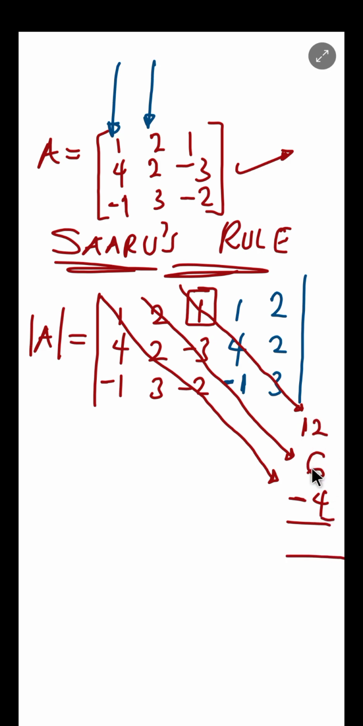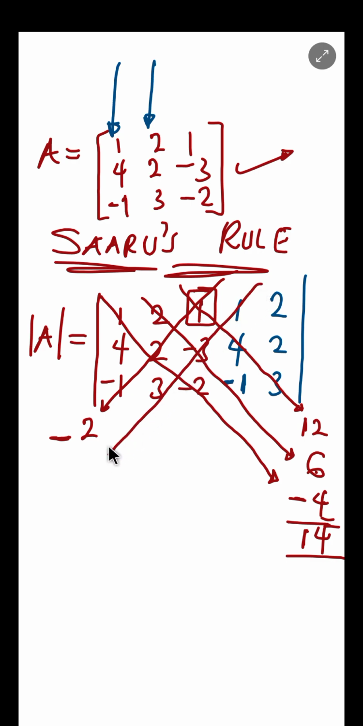Sum all these together and get your answer. 12 plus 6 is 18, 18 minus 4 is 14. Done. We've done the left to right diagonals, so what we have to do next is the right to left diagonals. Multiply this together: 1 times 2 times minus 1, that is minus 2. Then you come downward.